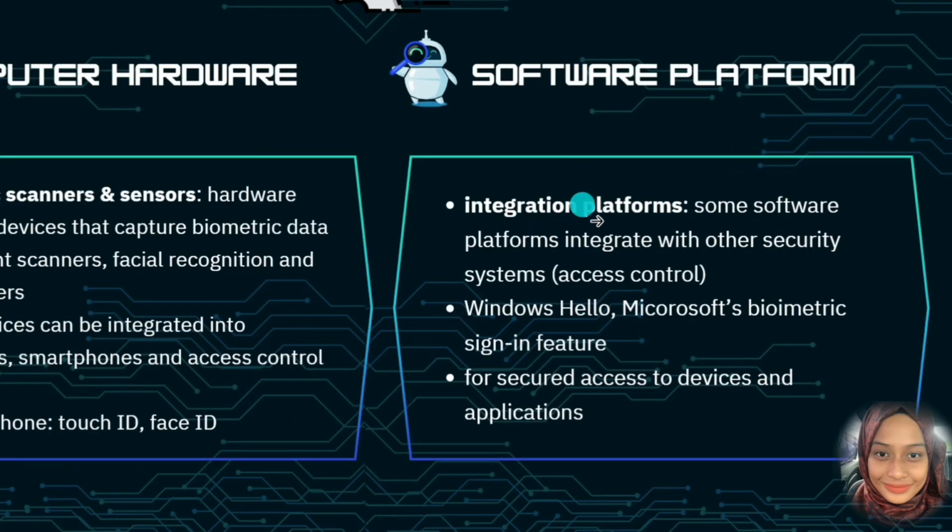Next is software platform. Integration platforms. Some software platforms integrate with other security systems for access control. For example, Windows Hello, Microsoft's biometric sign-in feature. These are for secure access to devices and applications.